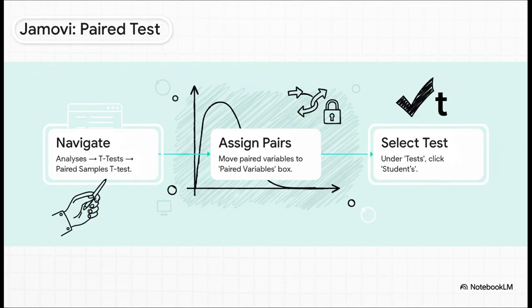And over in Jamovi, you guessed it, it's that same simple logic. You go to Analyses, then t-tests, and paired samples t-test. You select your two related variables, move them into the paired variables box, click Student's test, and you're good to go. The consistency is just fantastic, right?